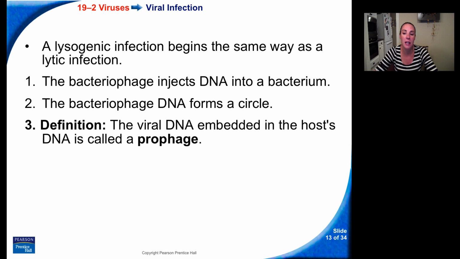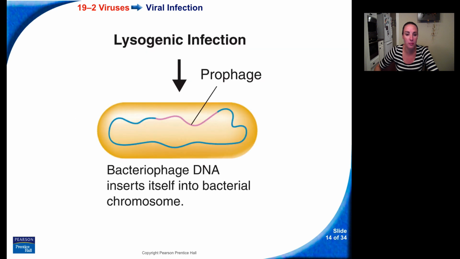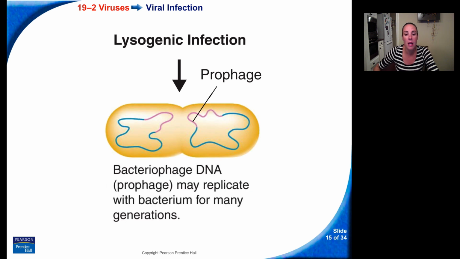The viral DNA embedded in the host's DNA is called a prophage. So the DNA gets literally incorporated into the DNA of the host cell. So this is the prophage. So here's the DNA of the host cell, and the DNA of the virus gets embedded in there. So it inserts itself into the bacterial chromosome.